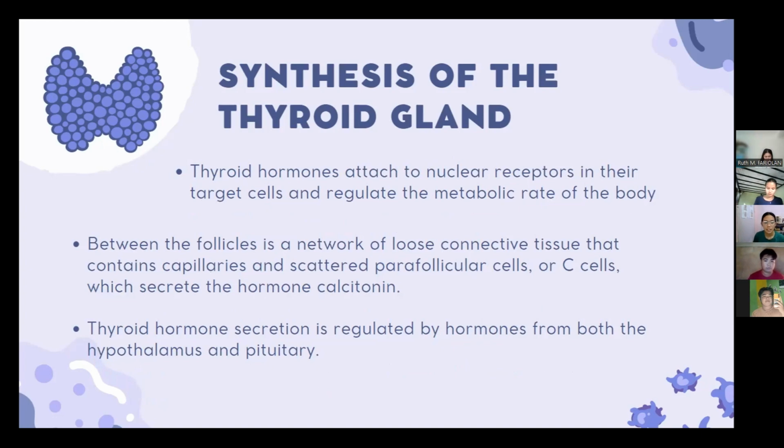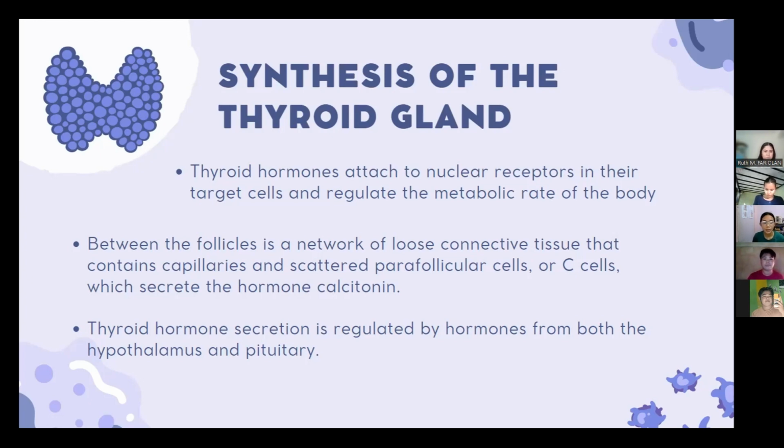Between the follicles is a network of loose connective tissue that contains capillaries and scattered parafollicular cells, or C cells, which secrete the hormone calcitonin. Calcitonin is a hormone that plays a role in regulating calcium levels in the blood, particularly by decreasing bone breakdown. So the thyroid hormone secretion is regulated by hormones from both the hypothalamus and the pituitary.